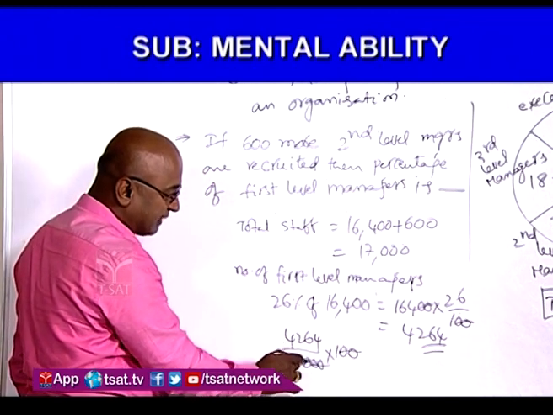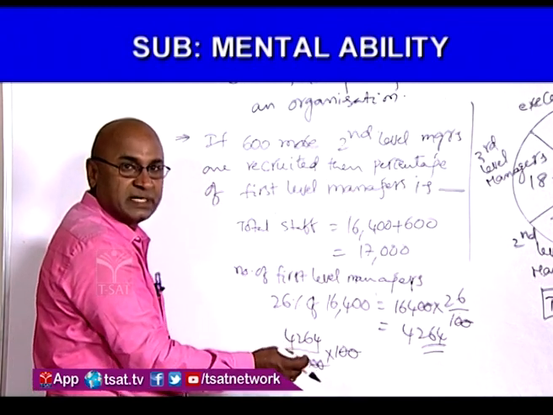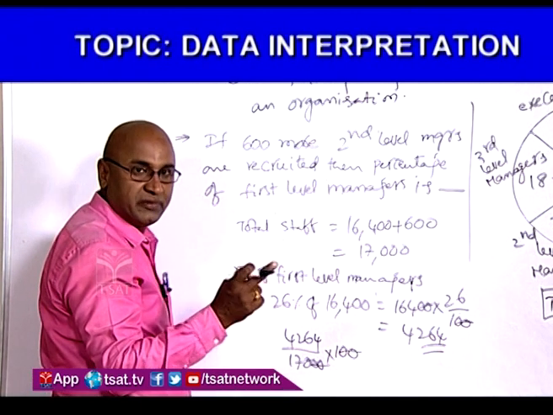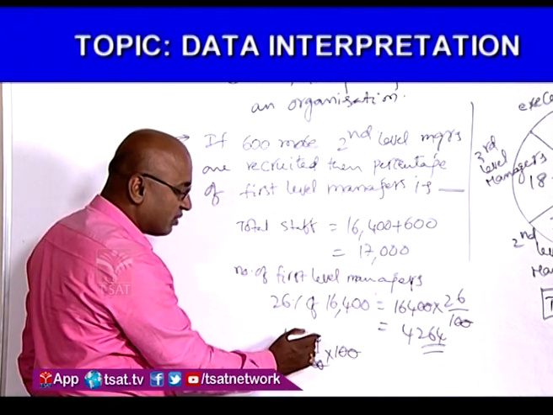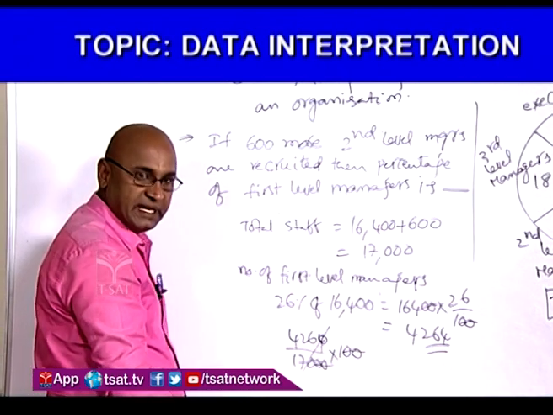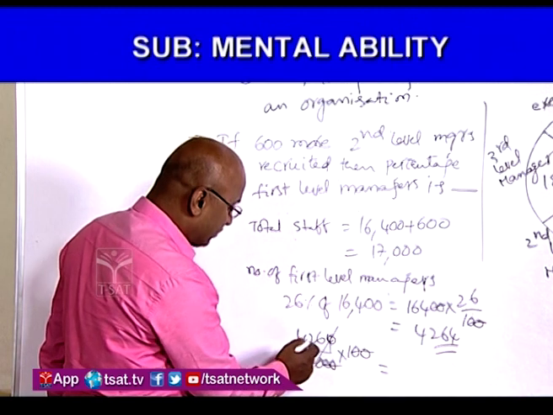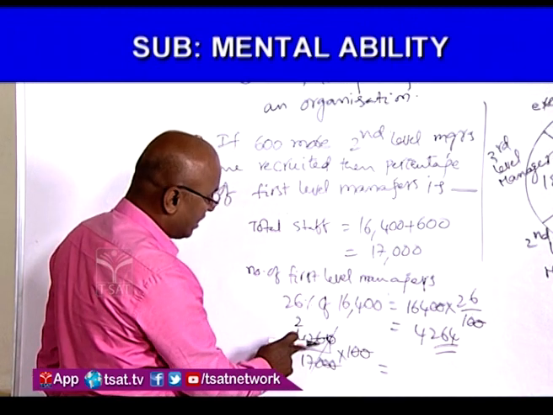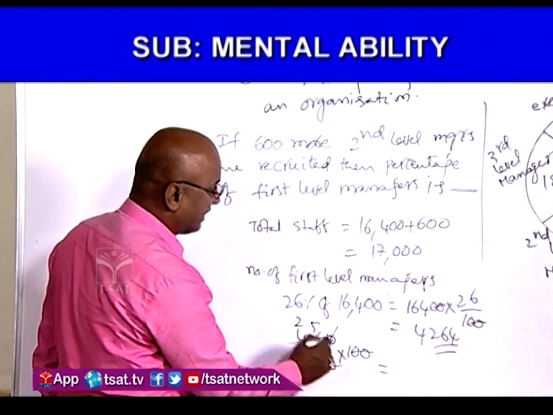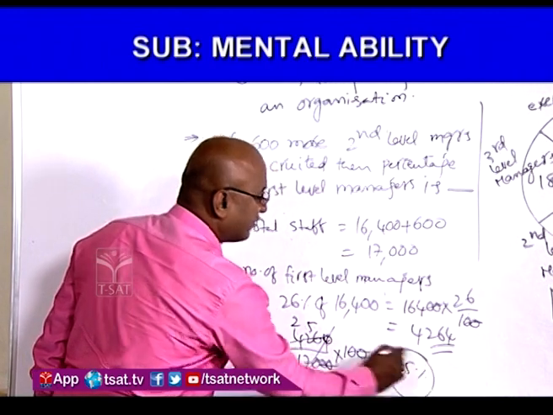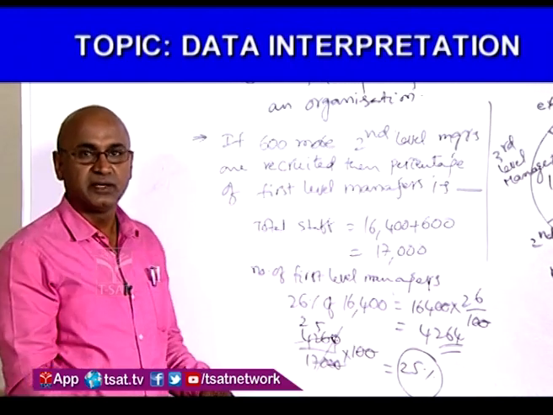Suppose the problem is like this in competitive exams, where time is the most important criterion. In order to find out the value, just make the ones digit 0 and it will be cancelled. Now 426 by 17. 17 2s are 34, and 17 5s are 85. So it is approximately 25%. So the answer is 25%.